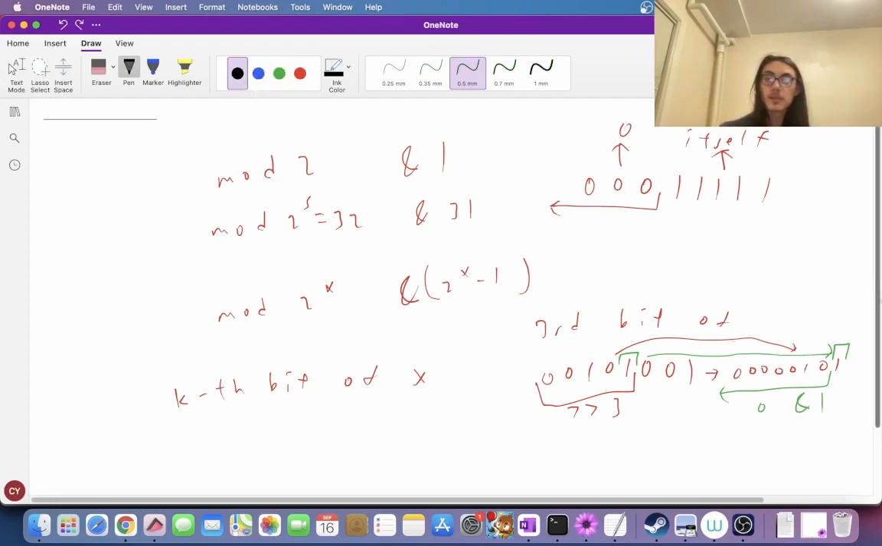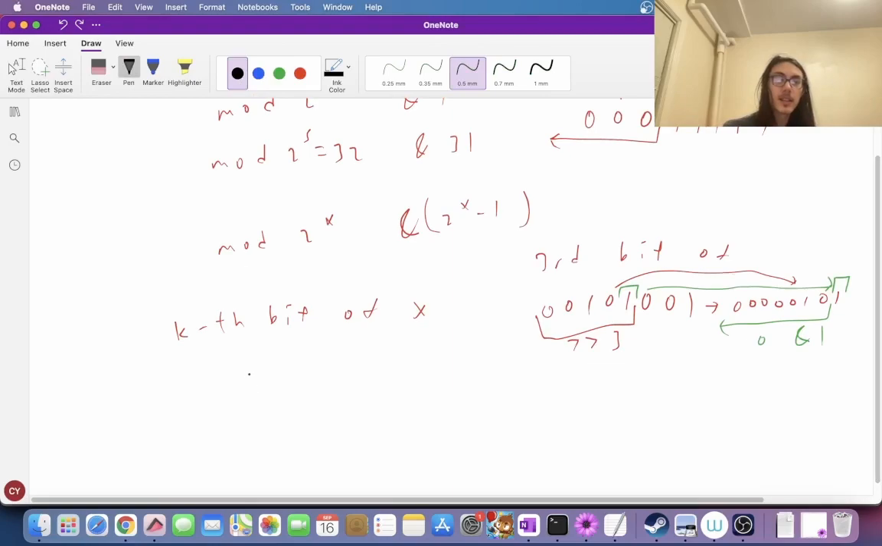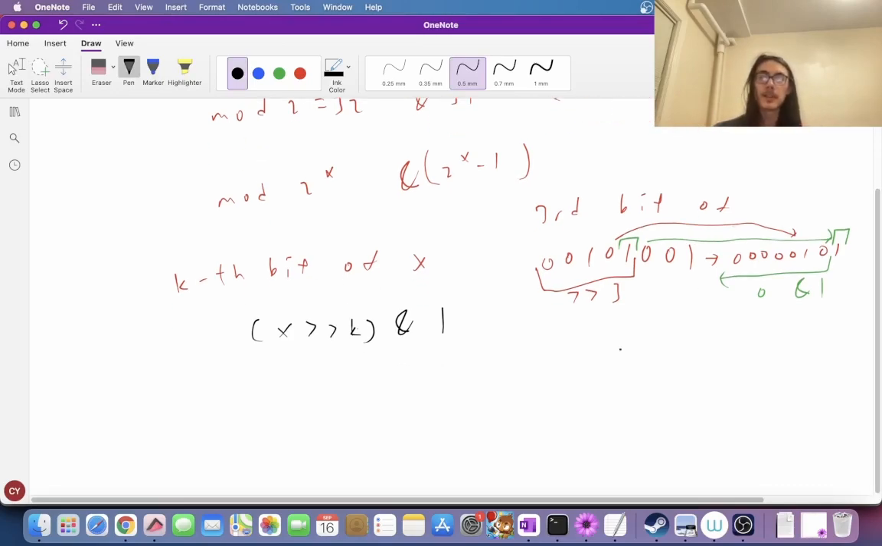It'll be 0 or 1 depending on what the value of this bit was. So in general, if you want the kth bit of x, you can use the formula x right shifted by k, and then bitwise ANDed with 1. That's another trick you can do. There are also a couple of well-known identities. I'll go over one.